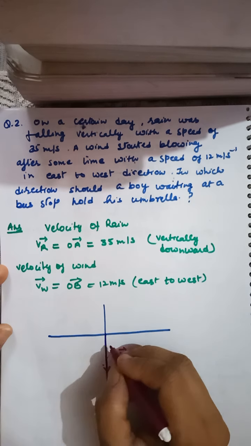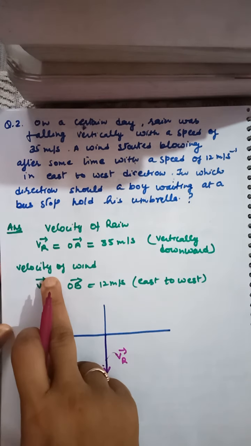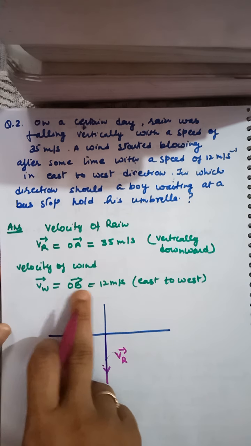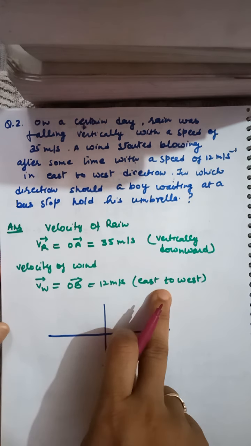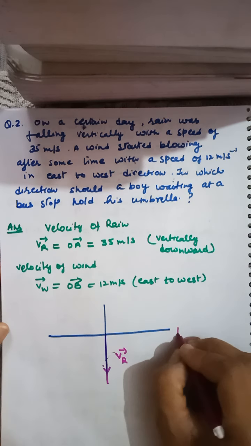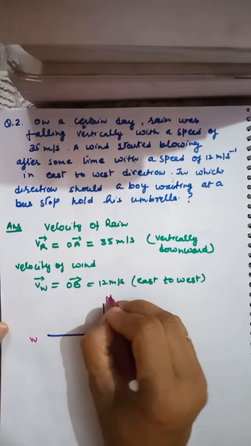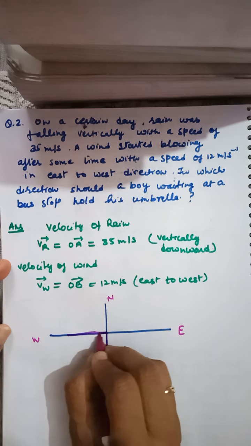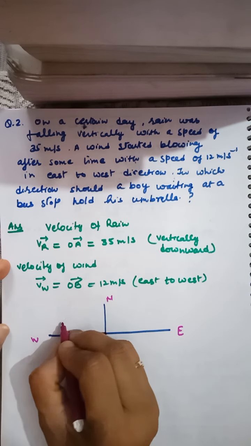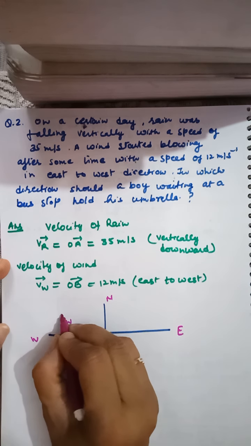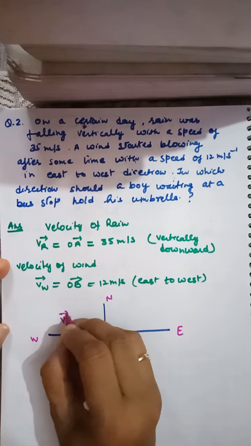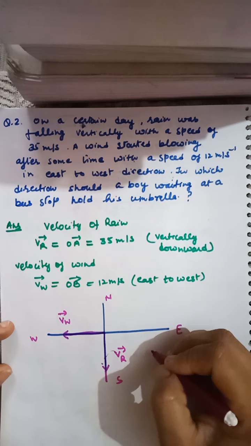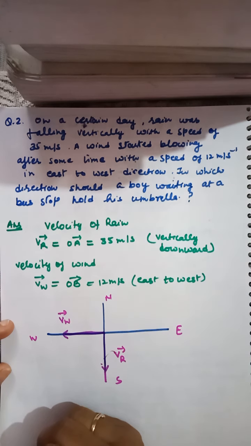Clear? Now according to the question, velocity of wind, that is VW, that direction I am going to take OB, and this is 12 meter per second, and according to the question, wind is blowing from east to west. So this is east and this is west and this is north and this is south. So where is the wind blowing? Wind is blowing in this direction. This is the direction of VW. Clear? Okay. Now you have got the two vectors, both are perpendicular to each other.